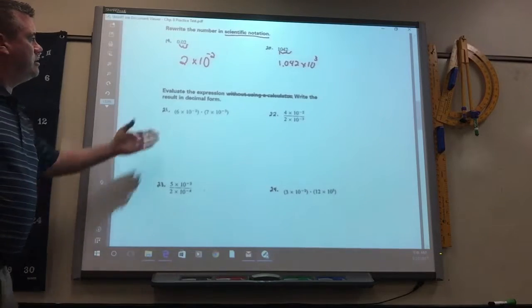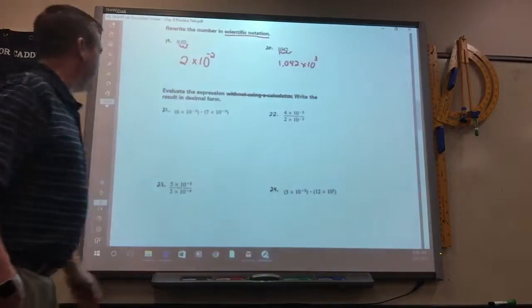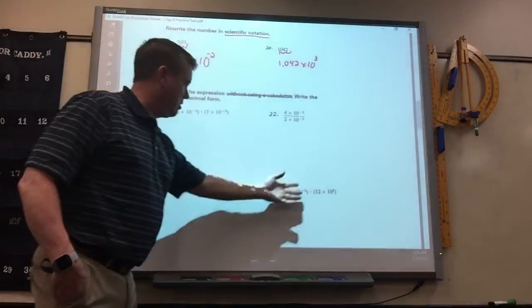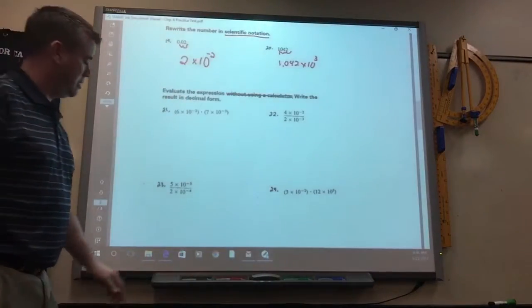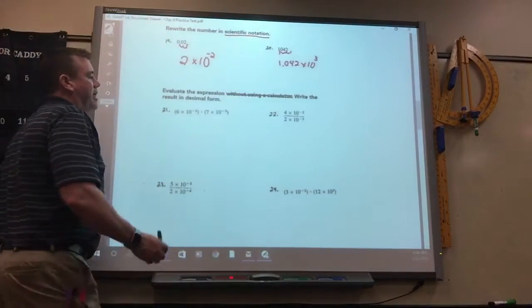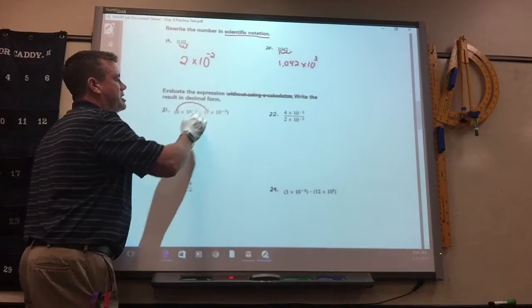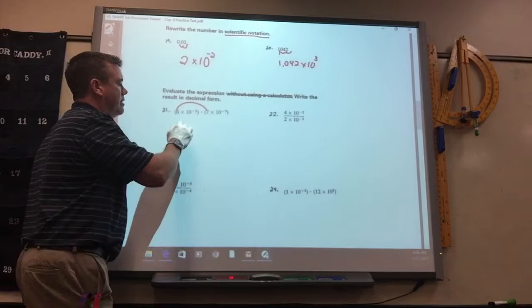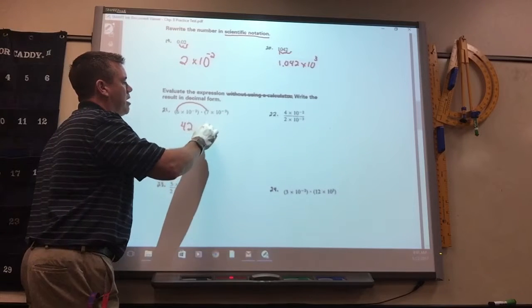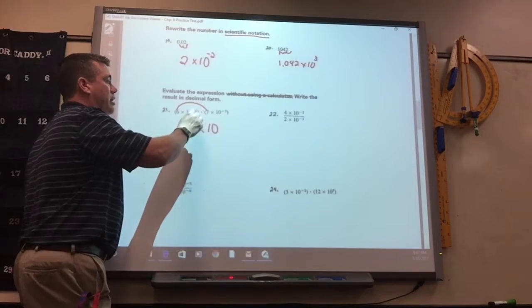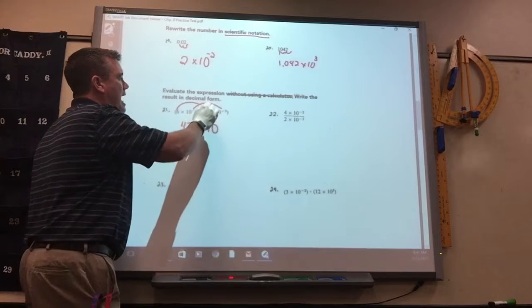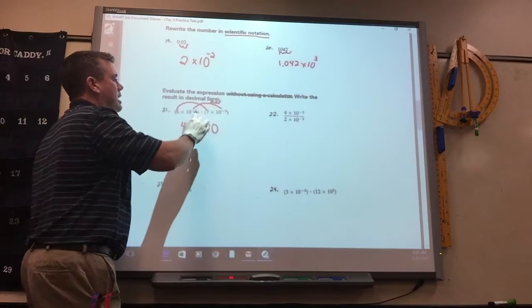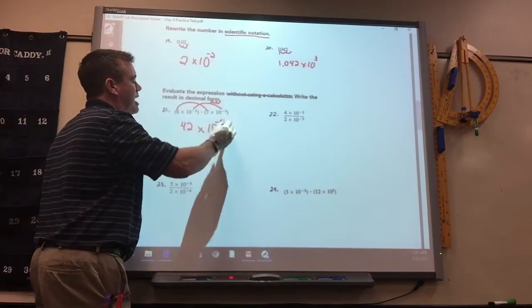Okay, here crossed off without using a calculator because you can, although these numbers are easy to deal with without a calculator. This would be 6 times 7. Remember, this is all multiplied, so you can multiply in any order. 42. And then when it's multiplied, you add the exponents. -2 plus -3 is -5.